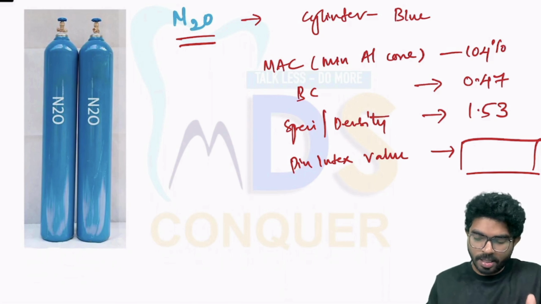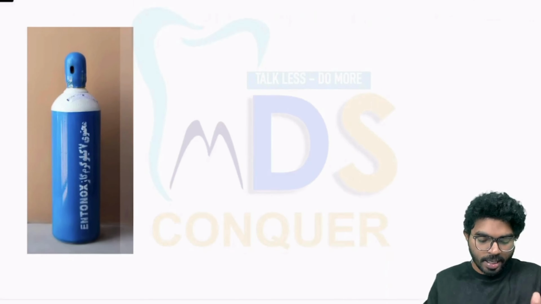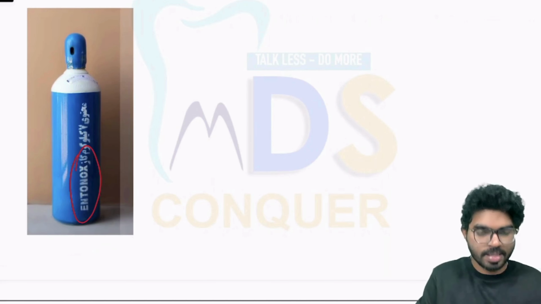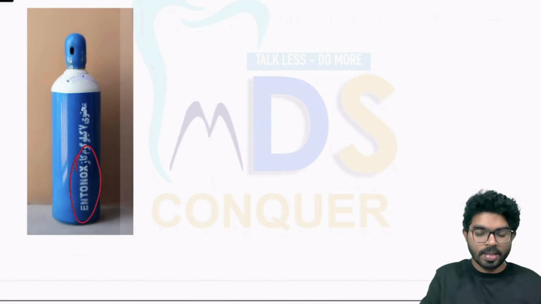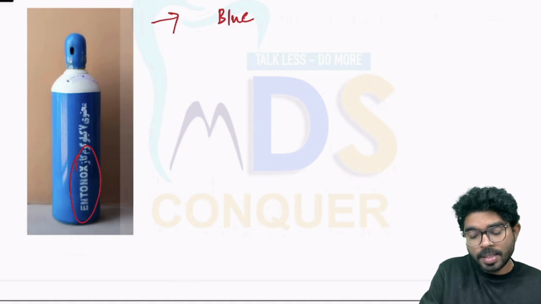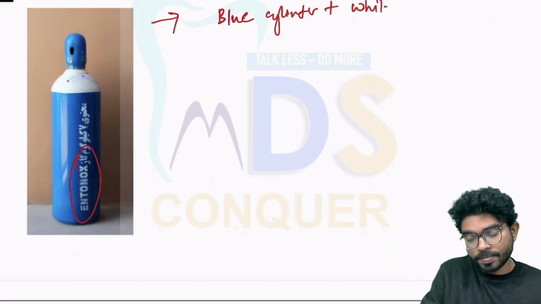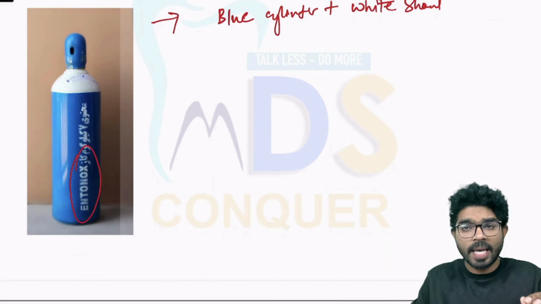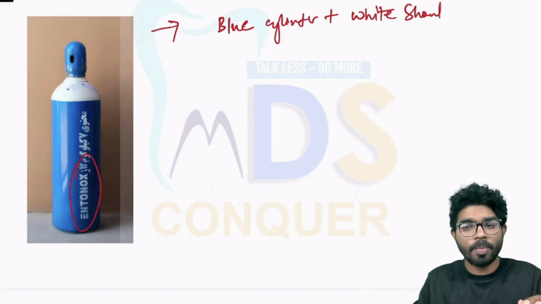Then comes the next important aspect that you need to make a note of. You can see one more cylinder that is called entonox. You can see this is entonox. So what is entonox? Coming to the color, entonox is going to have a blue cylinder with white shoulder. Again I'm telling you, the color coding of these gases which are used in general anesthesia is very important, so please do make a note of it.